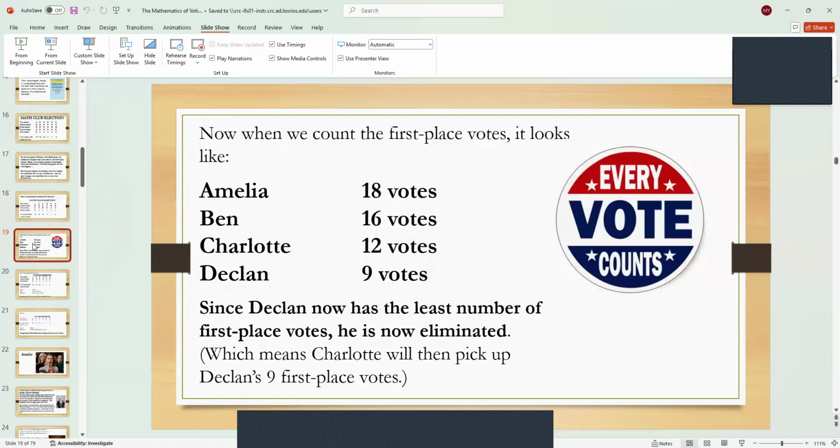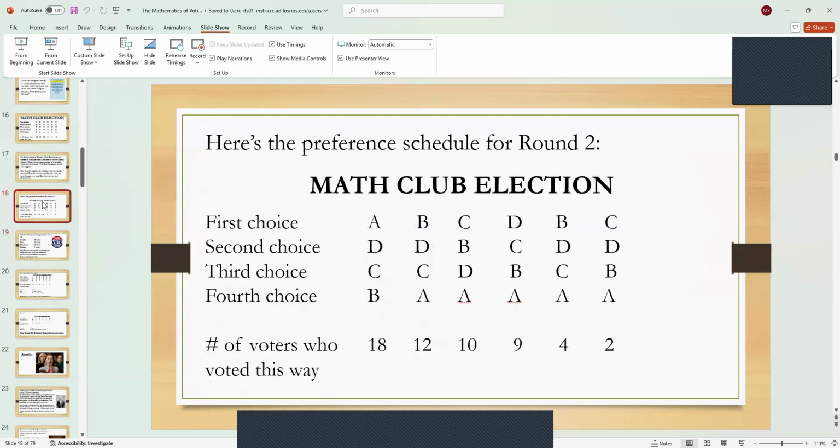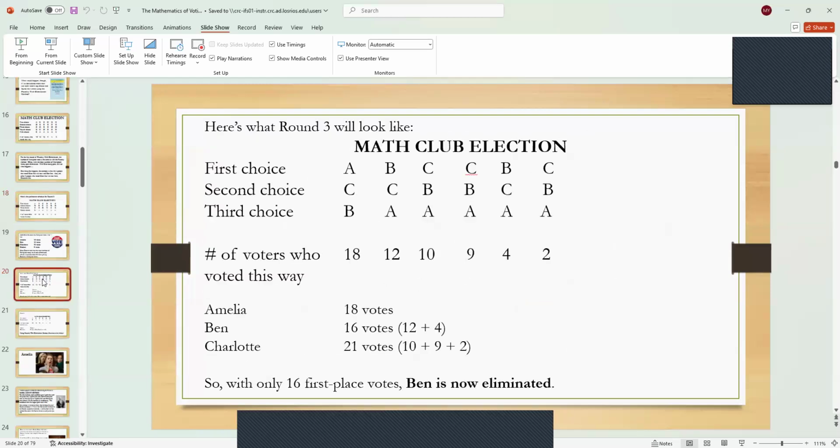So that's what we're about to do. We're about to eliminate Declan right now. So here's what it looked like just before that. I want you to imagine this table with all of the D's erased and everything pushed up to 3 lines instead of 4. This is what it would look like.